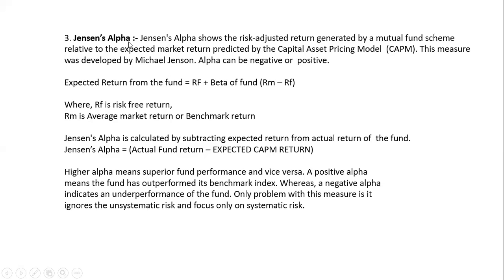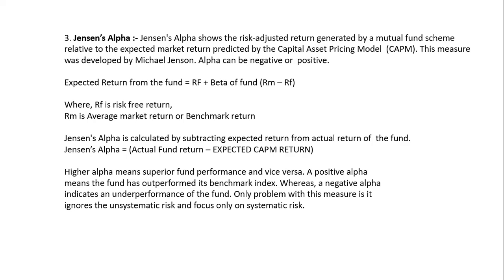Next is Jensen Alpha. This is a risk-adjusted return generated by a mutual fund scheme relative to the expected market return, predicted by a CAPM model, capital asset pricing model. This measure was developed by Michael Jensen. Alpha can be negative or positive.